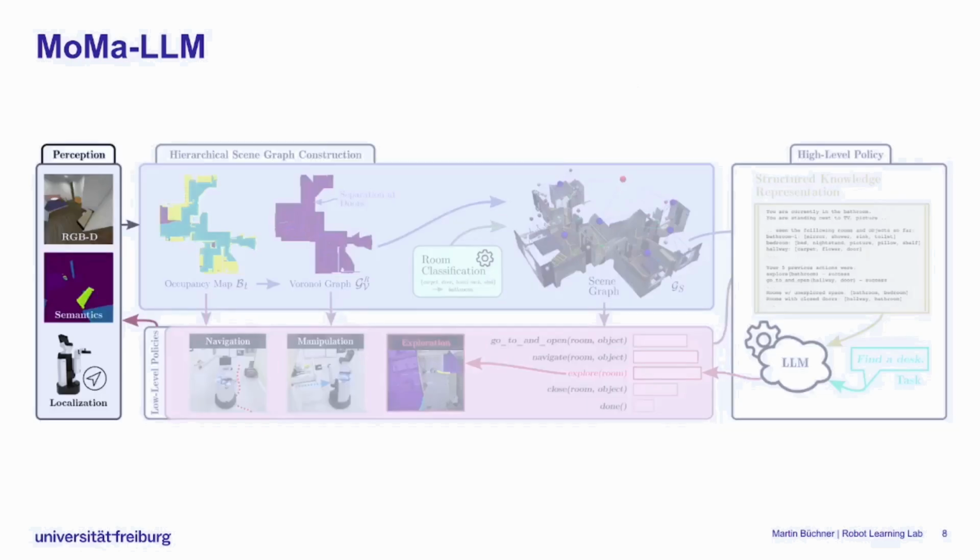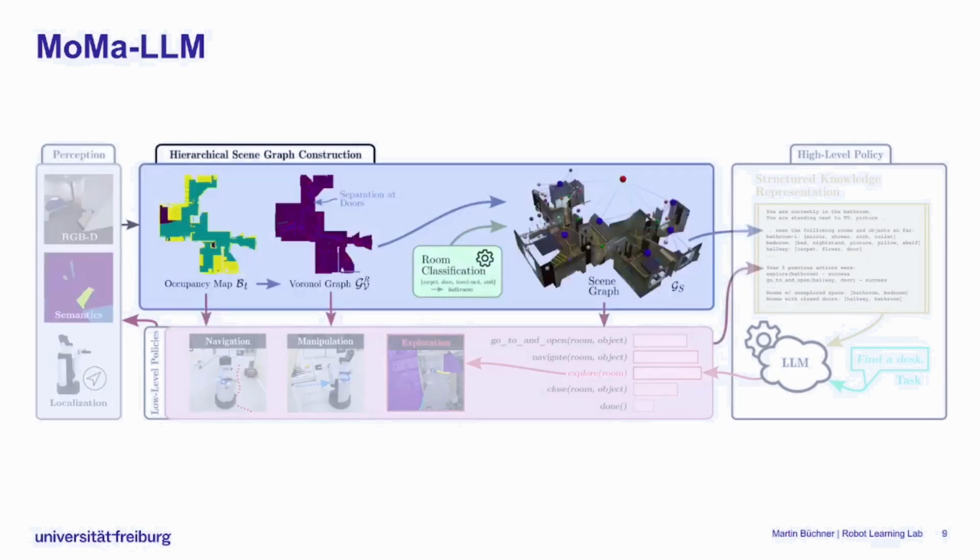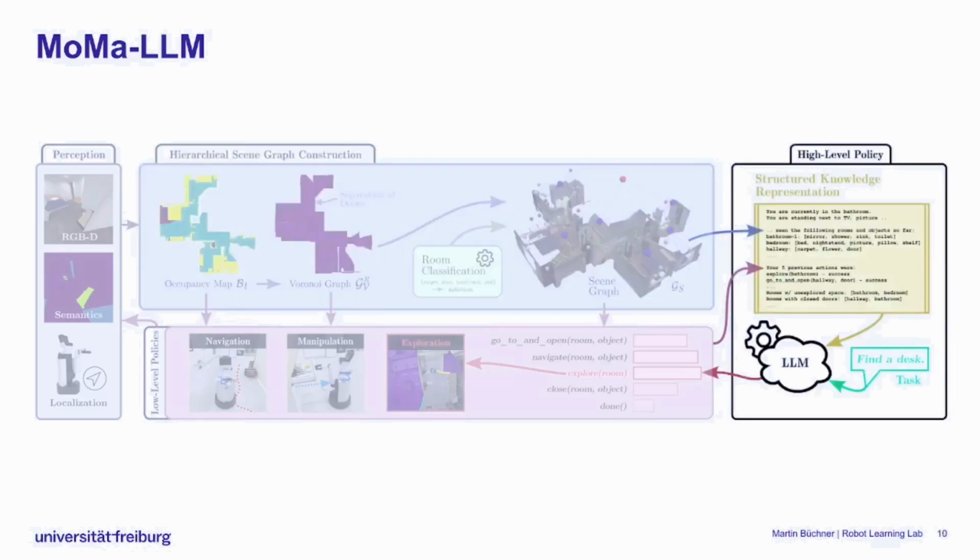First of all, our embodied agent is placed in an unexplored scene, and we assume access to RGBD observations and ground truth semantics. Given these observations, we dynamically construct 3D scene graphs, including a navigational Voronoi graph covering the distinct regions and objects of the explored scene. Different to previous work, we separate regions based on scene doors. Lastly, we classify each region in an open set manner based on the contained objects.